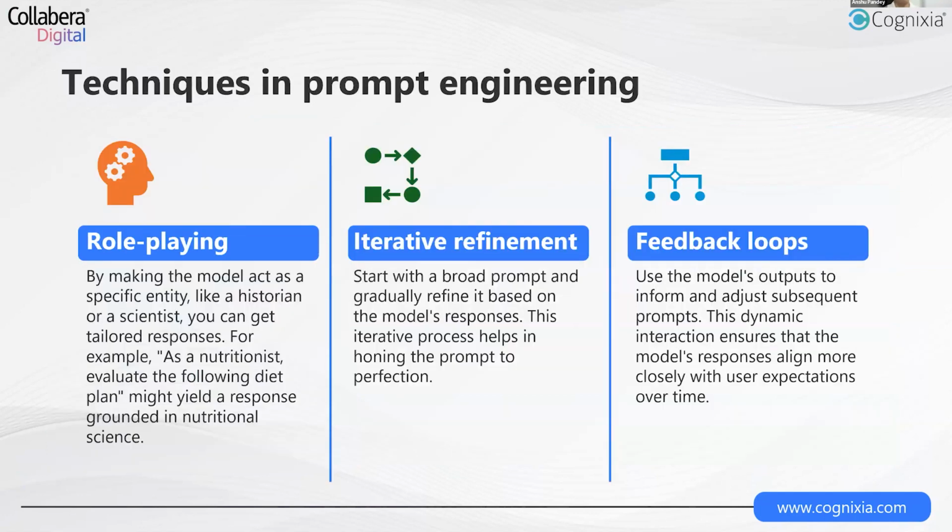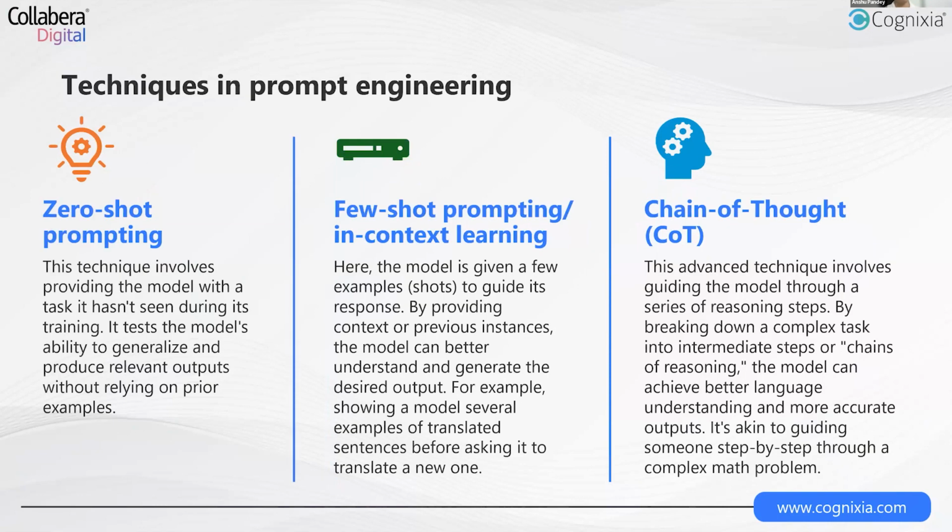Some of the very popular techniques in prompt engineering include role play, where you make the model act as a specific entity, such as historian, scientist, actor, director, architect. Iterative refinement, which is more about writing a prompt and observing the output and refining it in a recursive manner so as to achieve the best prompt output. Feedback loops to inform and adjust subsequent prompts in the prompt engineering segment. Similarly, we've seen examples already for zero-shot prompting, few-shot prompting, and chain-of-thought prompting. These are also some of the techniques in prompt engineering.